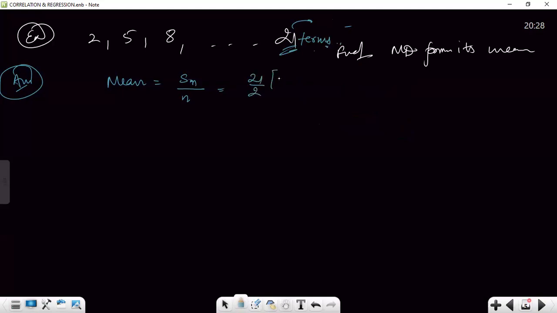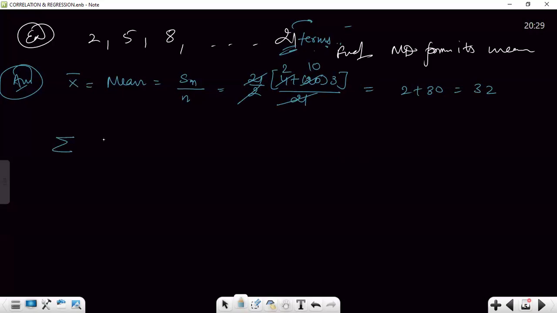S = 21 by 2 into (2a plus (n minus 1) d). a is 2, and 21 minus 1 is 20, into d, which is 3. This is the sum, divided by the number of terms. 21 and 21 cancel each other. Let's divide 20 on both sides. So this becomes 2 plus 30. That becomes 32 is our mean now. Okay, great, so that's our mean.